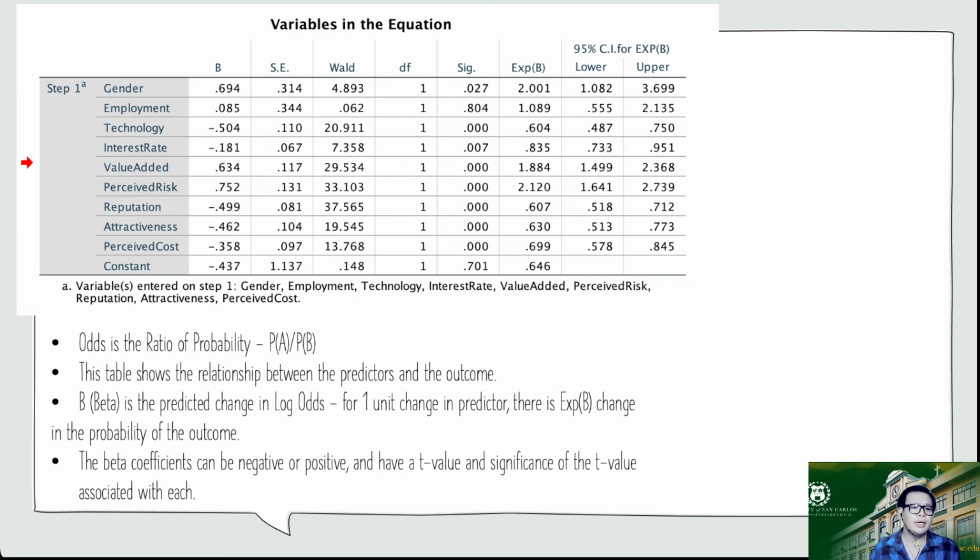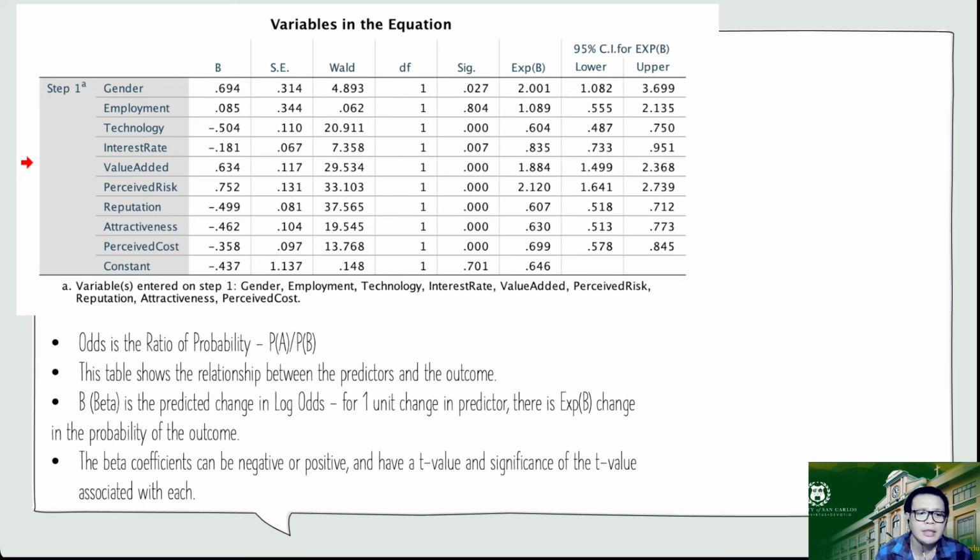Now, the variables in the equation, this is very important, no? This is something that we have to consider in terms of our interpretation. So here we have to consider the odds, which is the ratio of probability, where P is multiplied by A over P multiplied by B. So this table shows the relationship between predictors and the outcome. So you can see there Exp(B), okay? And beta is the predicted change in log odds. So for 1 unit change in predictor, there is an Exp(B) change in the probability of the outcome.